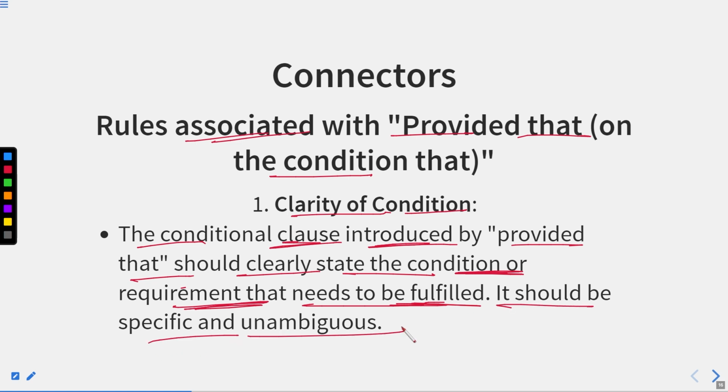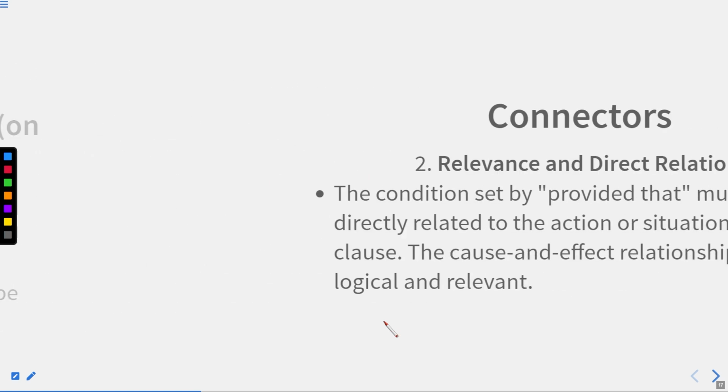It should be specific and unambiguous. Okay, it means it should be clear that yes, we have to do this before the occurrence of any action. It should be clear, it should be unambiguous. It means it should not be ambiguous, that it should not provide something which is not clear or which is stating two meanings where a person can be in a dilemma. So that should not occur or that should not happen.